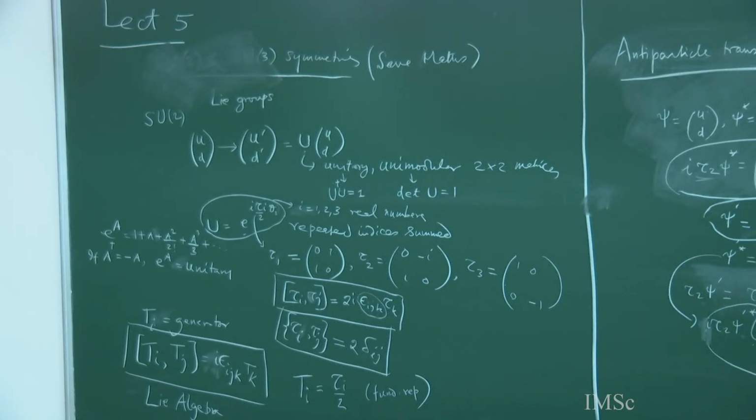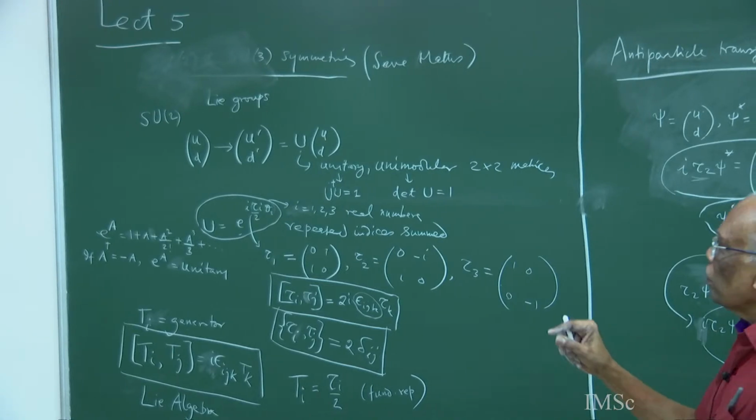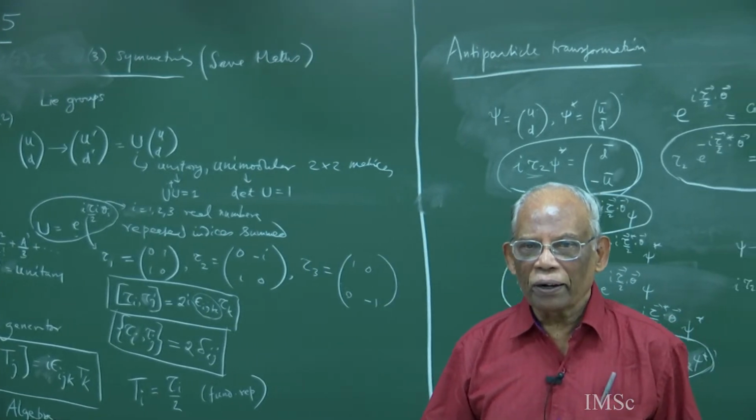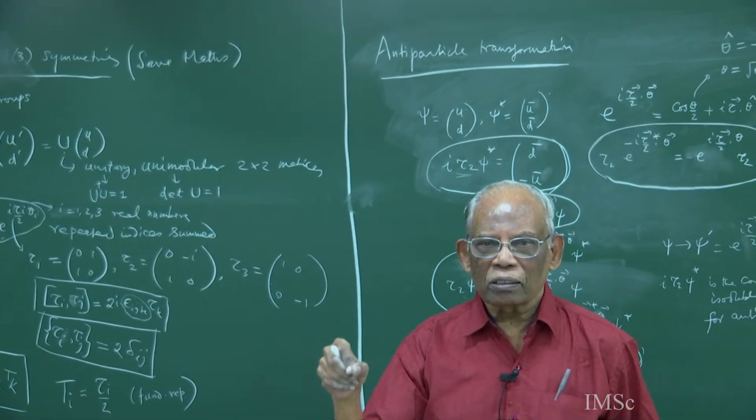Remember, in the singlet the relative minus sign was there, it was antisymmetric. In the triplet it was plus, but that was if both the particles are particles. If one of them is an antiparticle, this extra minus sign makes it a plus sign for the singlet and a minus sign for the triplet.